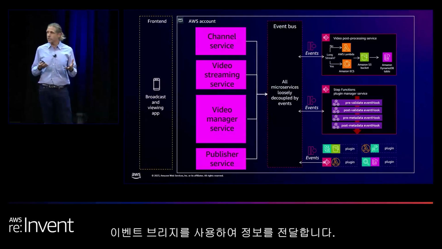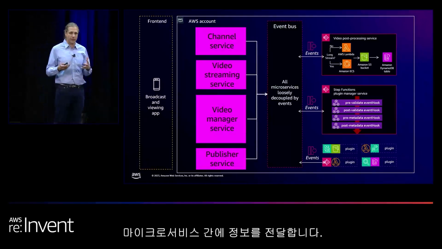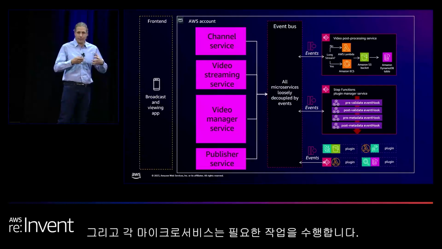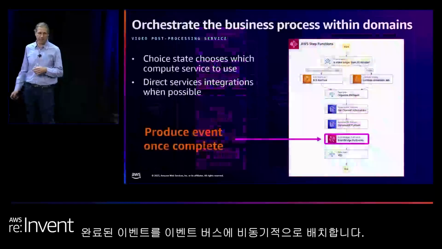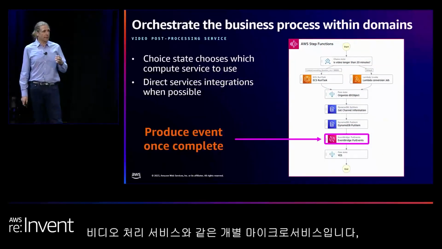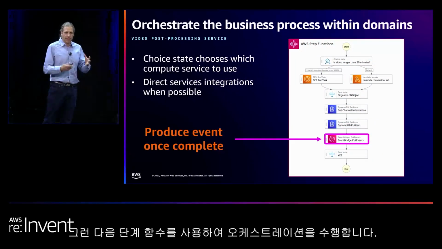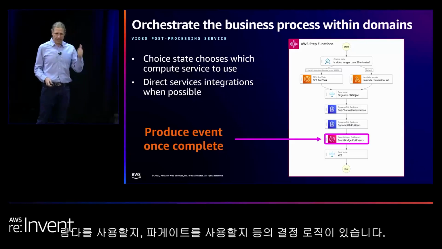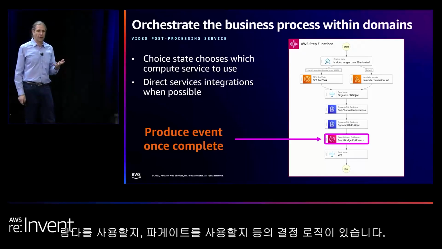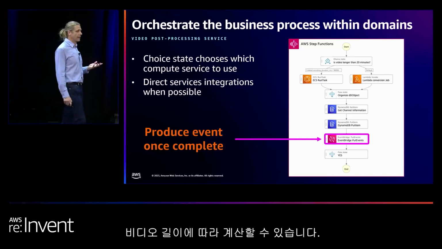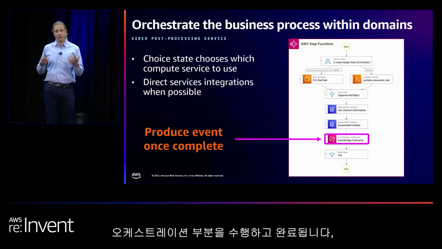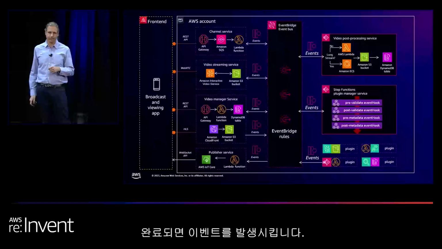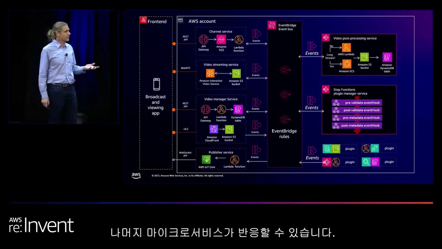It uses EventBridge to pass information between the microservices, and each microservice then does what it needs to do and asynchronously places a finished event on the event bus. An individual microservice like the video processing service then uses Step Functions to do its orchestration. It's got decision logic like whether to use Lambda or Fargate for the compute, depending on the video length. And then Step Functions makes a decision, does the orchestration part, and when it finishes, emits an event when done. So the rest of the microservices can react.